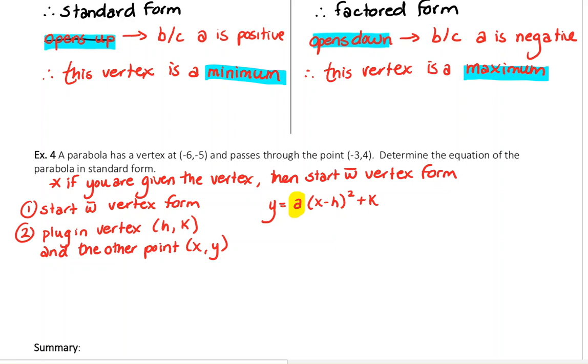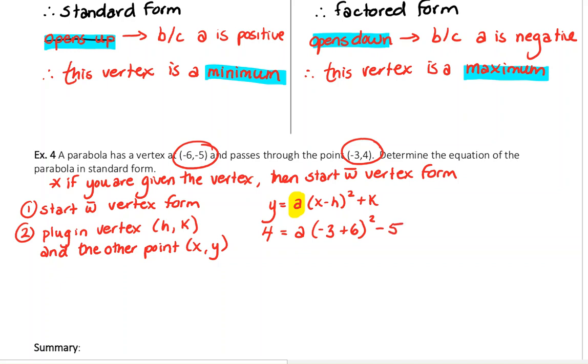Okay, so let's start with step 2. I'm going to plug in that point. Well, y and x are right here as -3 and 4, so that's going to be 4. We don't know a. x is going to be -3. Then I'm going to plug in my vertex for h and k, which is right here, -6, -5. Remembering when you plug that h value into your equation, it's the opposite. So if it was -6 listed in the question, I'm going to plug it in as +6. And my k value still remains the same, which is -5.